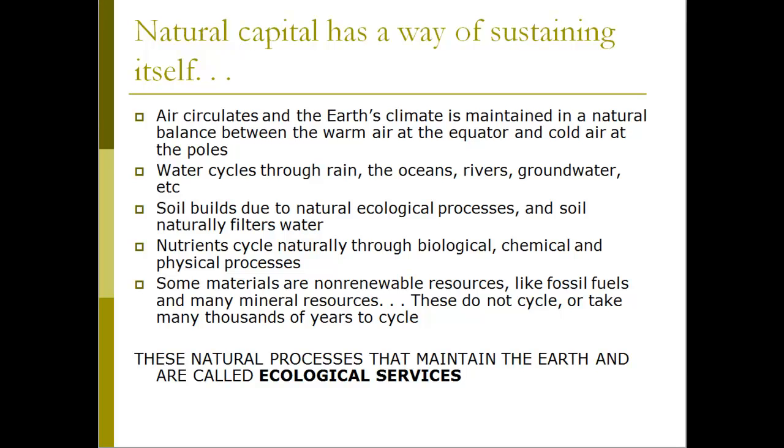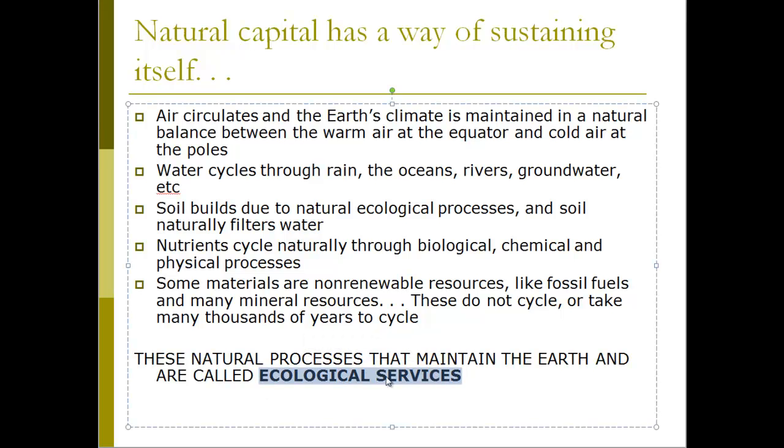And we're going to learn about some non-renewable resources, things like coal, things like oil. Those are fossil fuels. And we're talking about, well, they don't really cycle, okay? They exist, and we use them, and then they're gone, okay? They might eventually return, but it's going to take many, many thousands of years, and that's not something that we can exactly wait around for, is it? So, these processes, these cycles, we call them ecological services. All right.